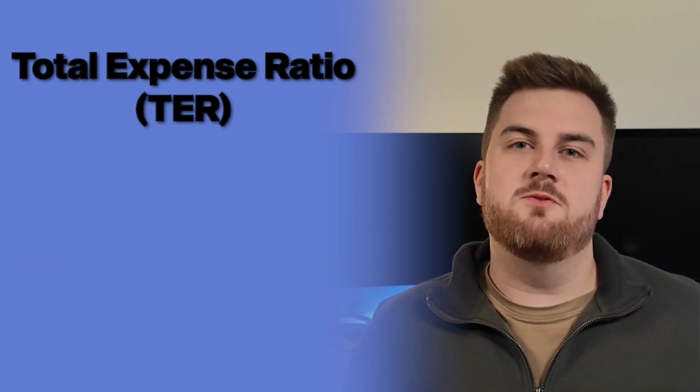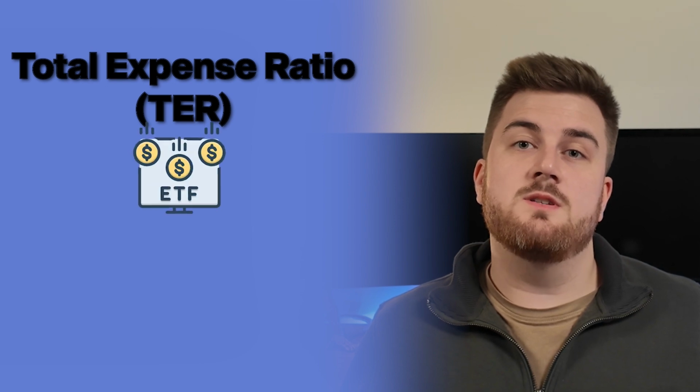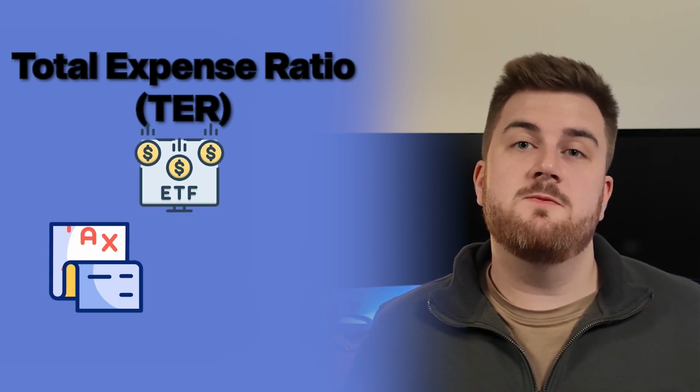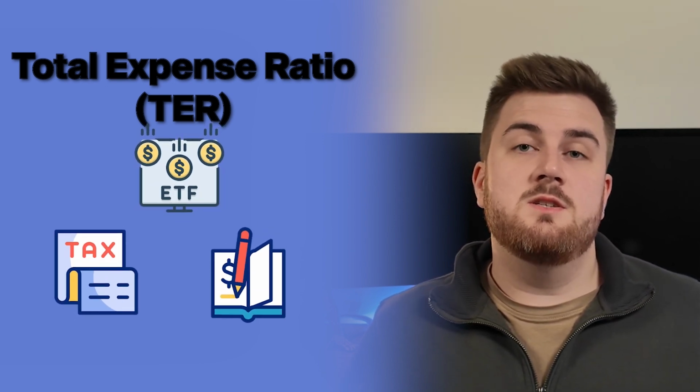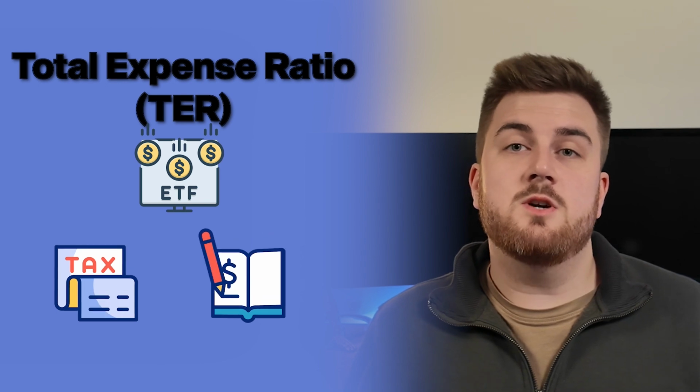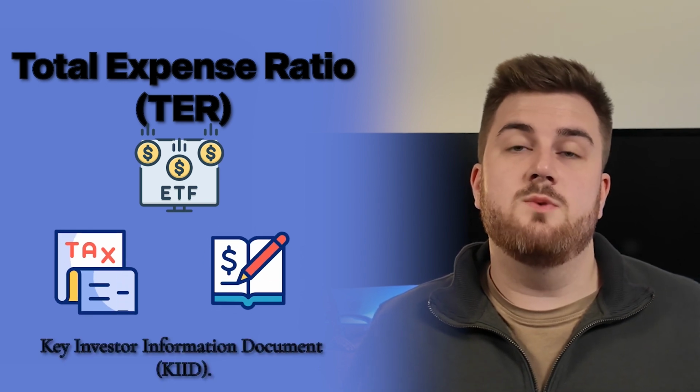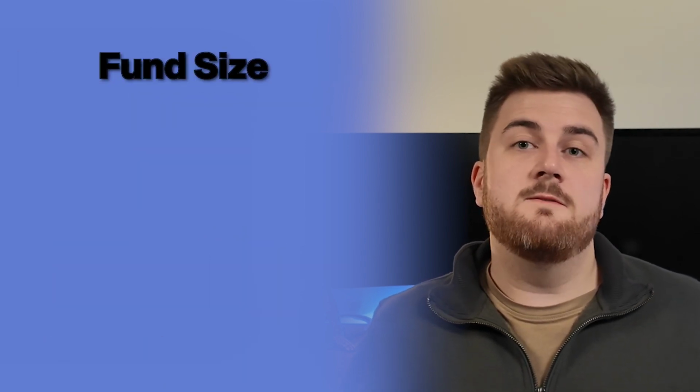Next up, total expense ratio. This is the estimated annual cost of owning an ETF, covering management fees and other expenses. These charges can usually be found on the key investor information document, the fact sheet, or the fund provider's website, or many other resources.